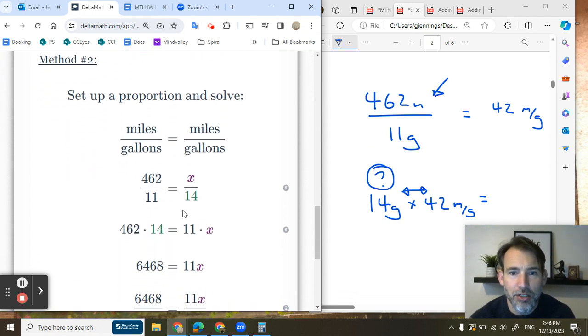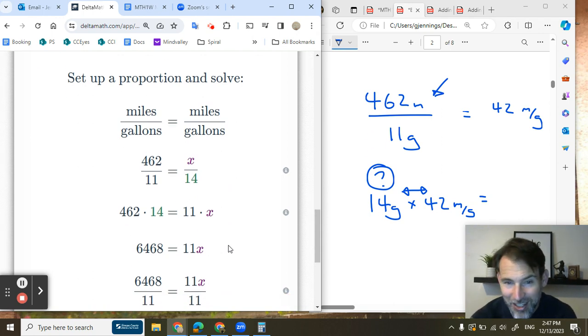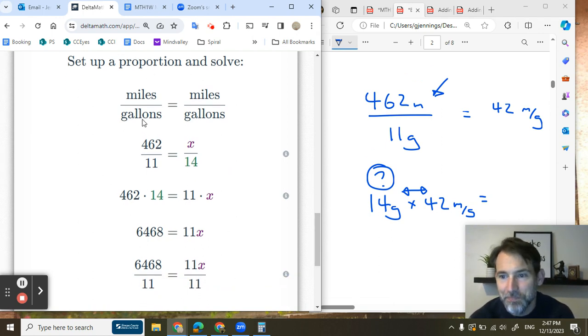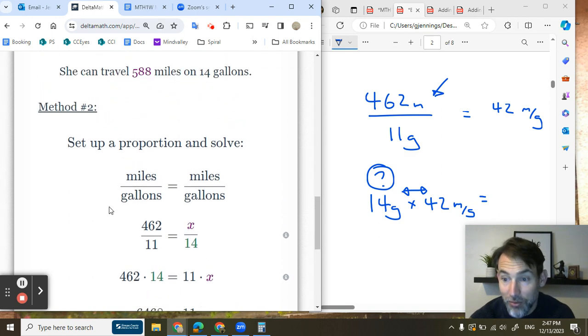Okay, so try it. Set up a proportion and solve. Yeah, this is the method I said. There's another way. I'll teach you later if you figure out the first method. This is how I would do it. And you can do it however you like.